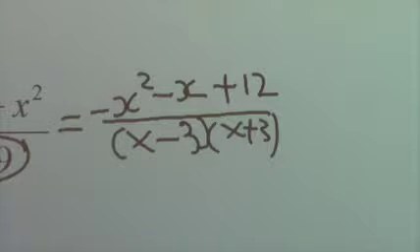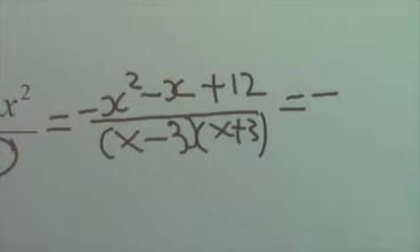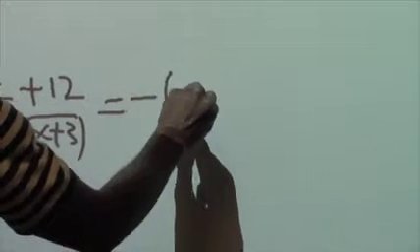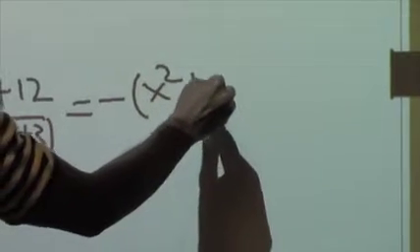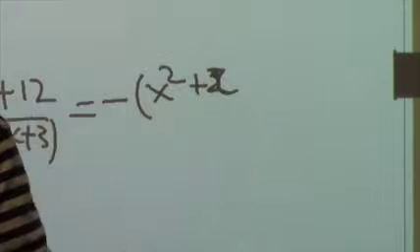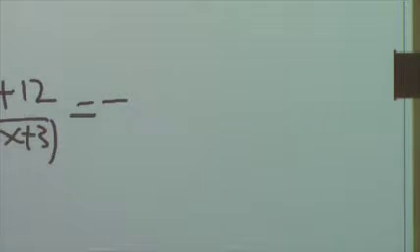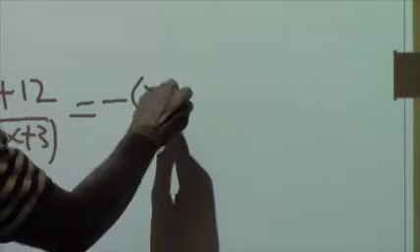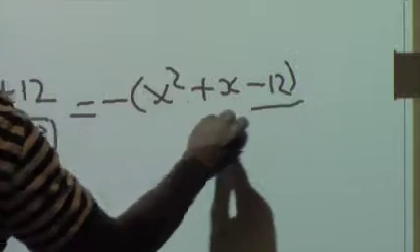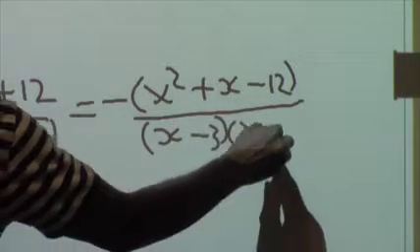Another thing we can do in our numerator is that we can factor out the negative, and that is going to change the sign of every term on top. So instead of negative x squared, we'll have x squared plus x. Let me do that again. I'm going to have x squared plus x minus 12 over x minus 3, x plus 3.